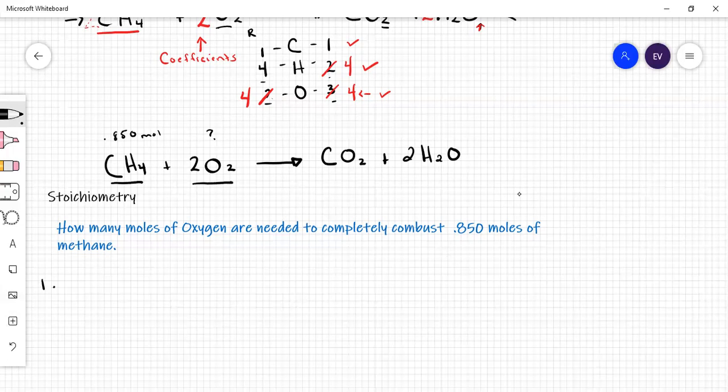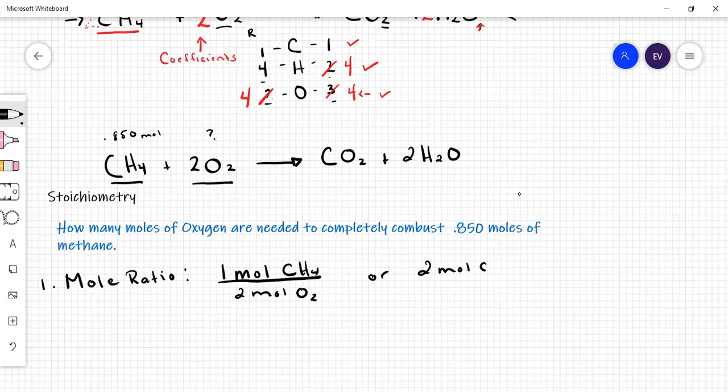So the first thing I'm going to do is find the mole ratio. The mole ratio from methane to oxygen is as follows. I have 1 mole of CH4 to 2 moles of O2, or I can have 2 moles of O2 to 1 mole of CH4. This is exactly the same thing. So now we've identified the mole ratio.